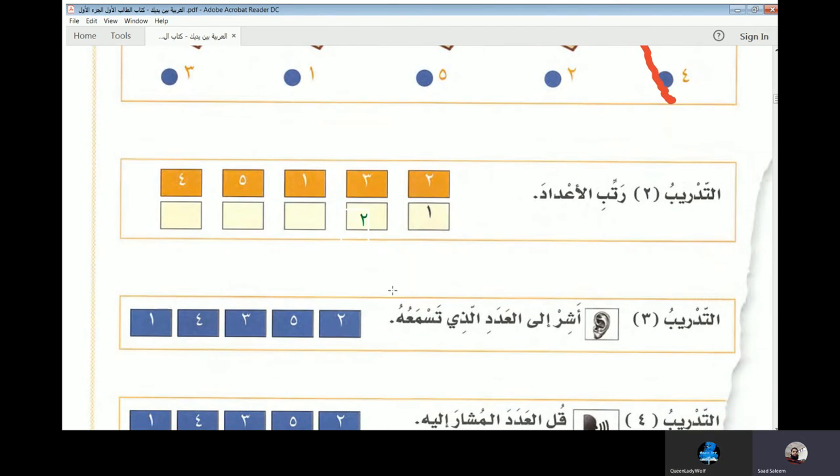Then, second exercise: arrange the numbers, sort the numbers. For example, in the first box, you will write wahid. In the second box, you will write 2, isnan. In the third box, you will write 3, thalatha. In the fourth box you write arba'a. In the fifth box you will write 5, khamsa.